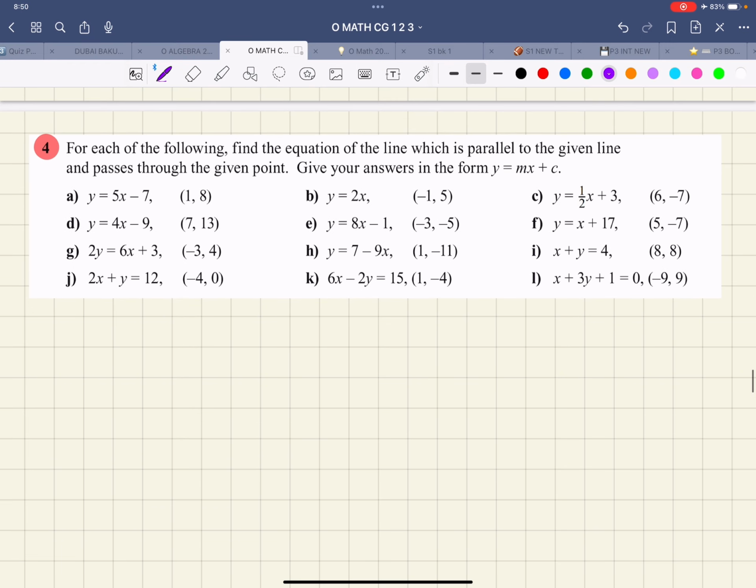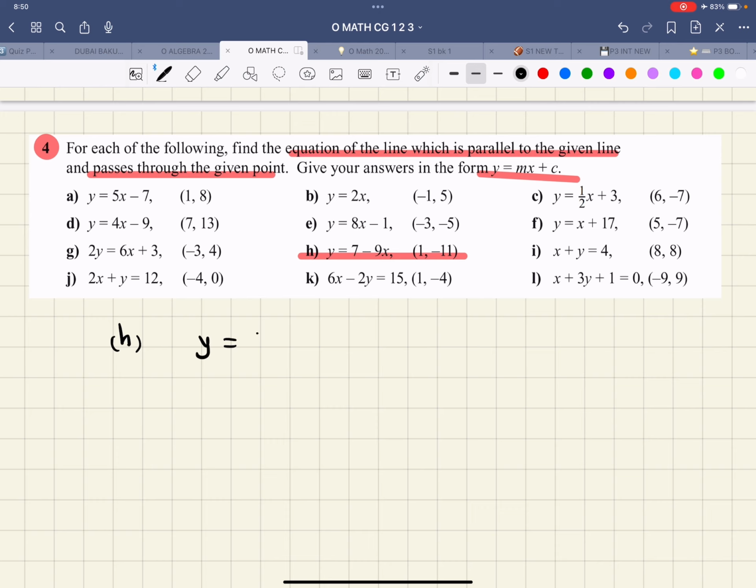And question number 4 is just like what we have done. Find the equation of the line which is parallel to the given line and passes through the given point. Give your answer in the gold standard, y = mx + c. So I'll just try out one of them, which is part H. So let me write it down.